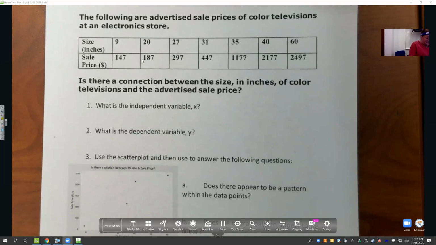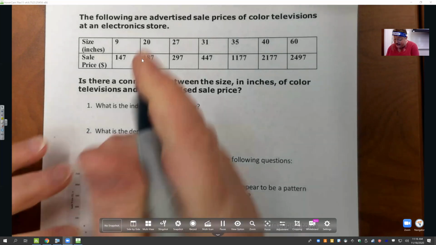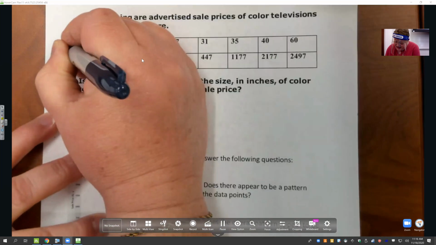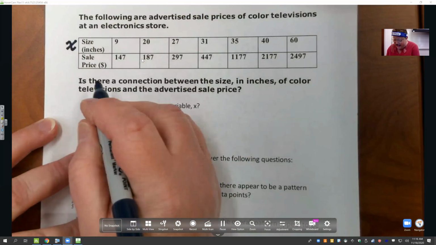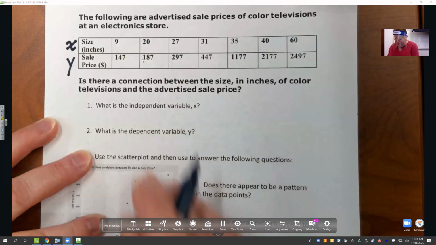And again, Ms. Ralston doesn't typically try to trip you up. So we follow the standard guideline that when data is presented in table form, typically your top row is going to be your independent and the bottom row is going to be your dependent. So using that logic, by default, the size of the TV is my X and the sale price is Y.